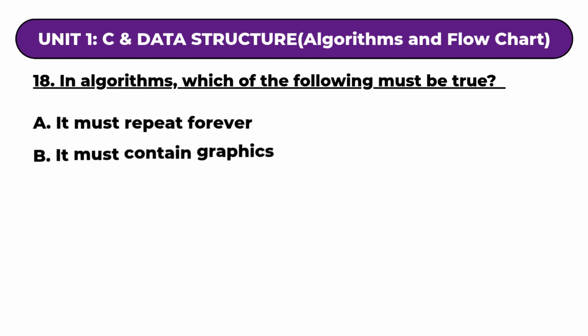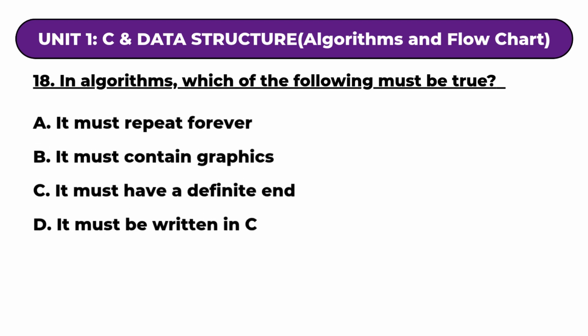In algorithms, which of the following must be true? A, it must repeat forever. B, it must contain graphics. C, it must have a definite end. D, it must be written in C. Correct answer? C, it must have a definite end.